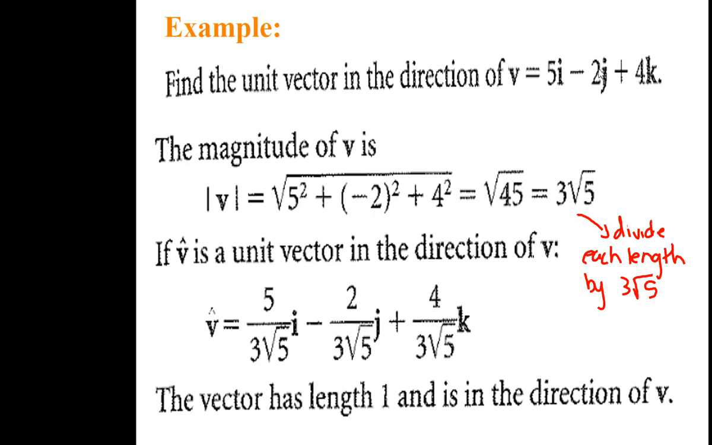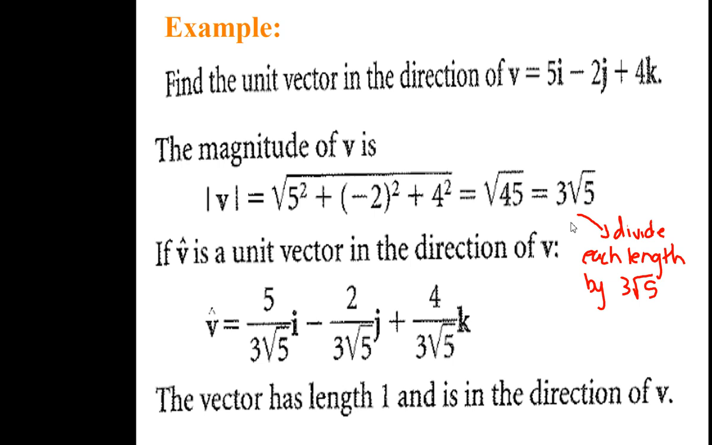So at the moment, the magnitude of this vector would be the square root of 5 squared plus negative 2 squared plus 4 squared. So 5 squared plus negative 2 squared plus 4 squared gives you 45. Square root of 45, you can simplify that, because 45 is 9 times 5, and 9 is a square, so you can take it out the front and make it 3 root 5. So the magnitude of this vector would actually be 3 root 5. What do you need to divide it by to make it equal to 1? You need to divide it by 3 root 5, because 3 root 5 over 3 root 5 equals 1.